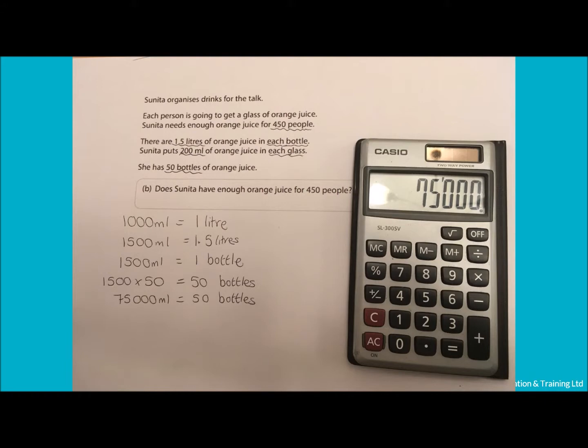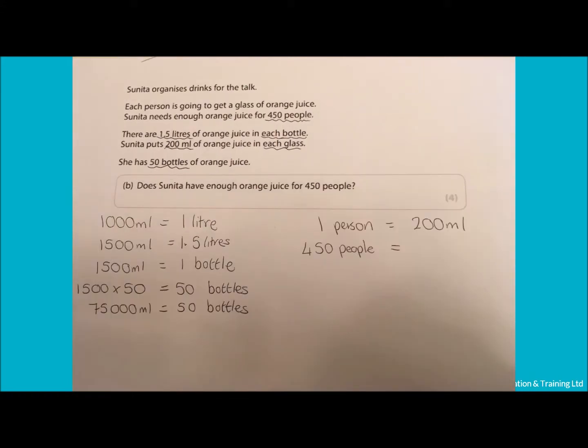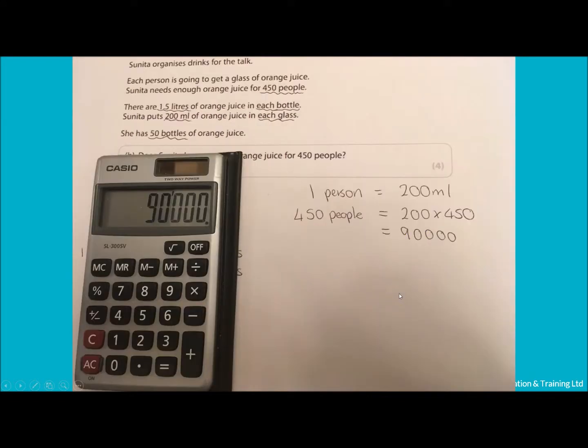So we've got that bit of information now. I'm now going to start to deal with the people and the glasses. So we know that one person has 200 mils because they're going to have one glass. And we know there are 450 people. So we're going to need 450 times 200 to get enough for all those people. So if we do that maths, we do it on the calculator, or you can do it longhand, that's fine if you want to practice without the calculator. That gives us 90,000 millilitres for 450 people.